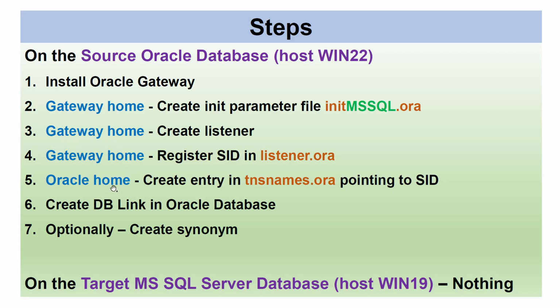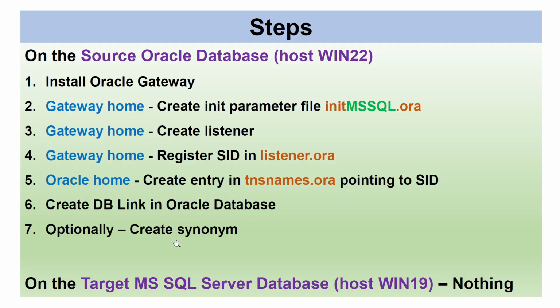Go ahead and connect to the Oracle Home, and under Oracle Home, create an entry in the TNS names. Create an entry in the tnsnames.aura file pointing to the SID. Which SID? MS SQL. So we will be pointing to this SID from the Oracle Home. At this moment, your configuration is done. You are ready to connect to your database and create the DB link.